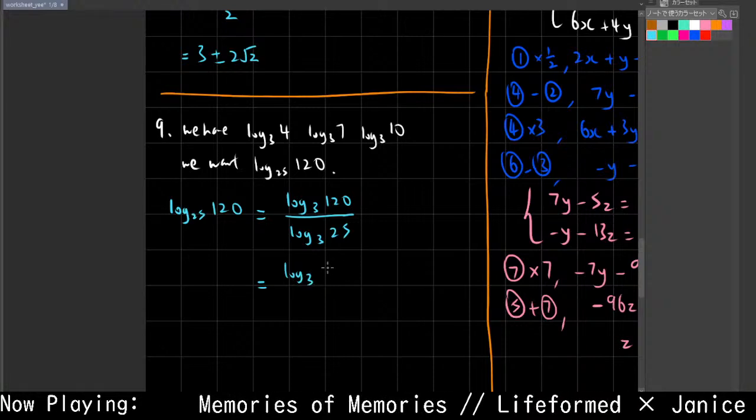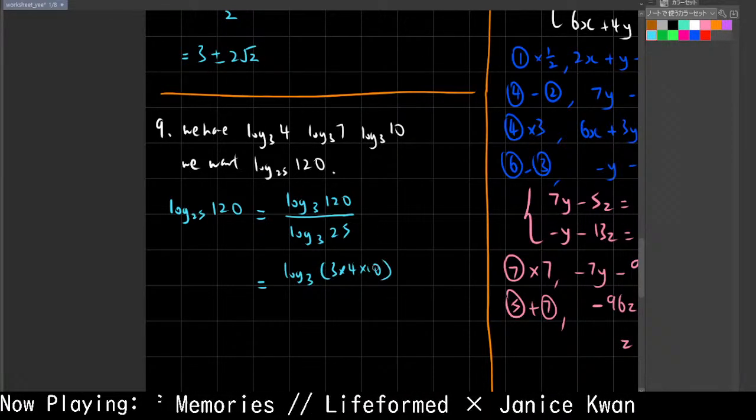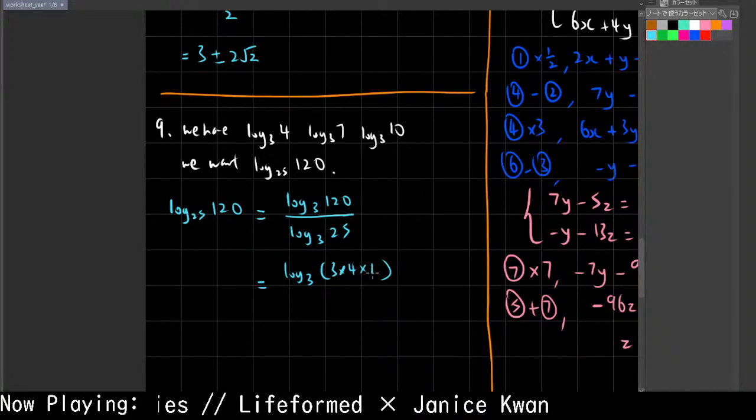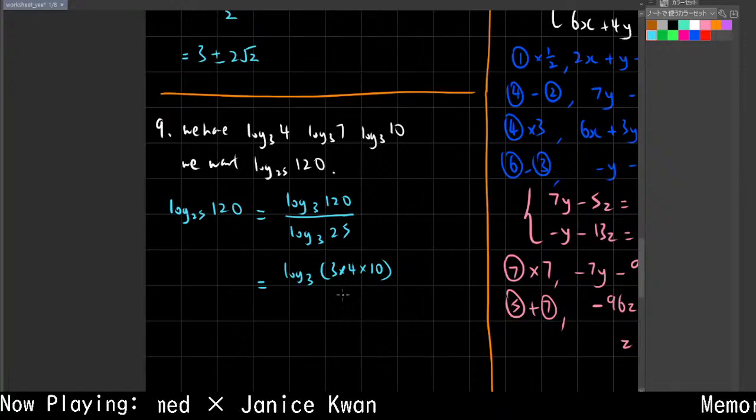So log base 3, I split this into 3 times 4 times 10. We choose this combination of numbers because these are the numbers that we have, where log base 3 is 1, log base 4 we got, log base 10 we got.